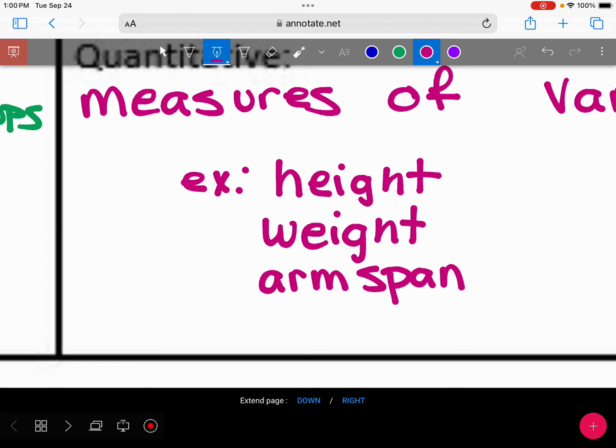But that's okay. We didn't take weight because, ew. We're not bringing the scale in. We're not putting our weights on the internet.